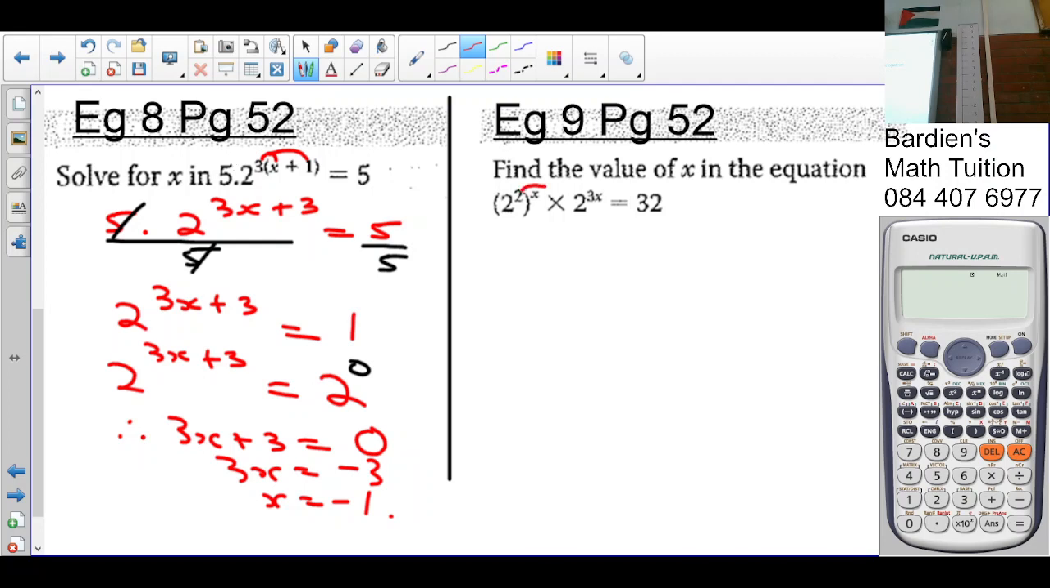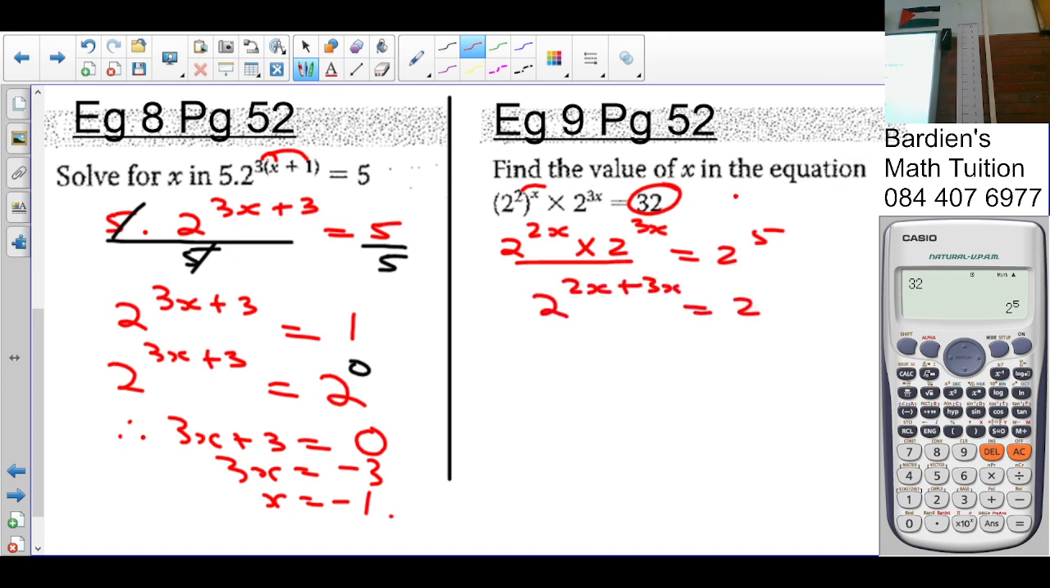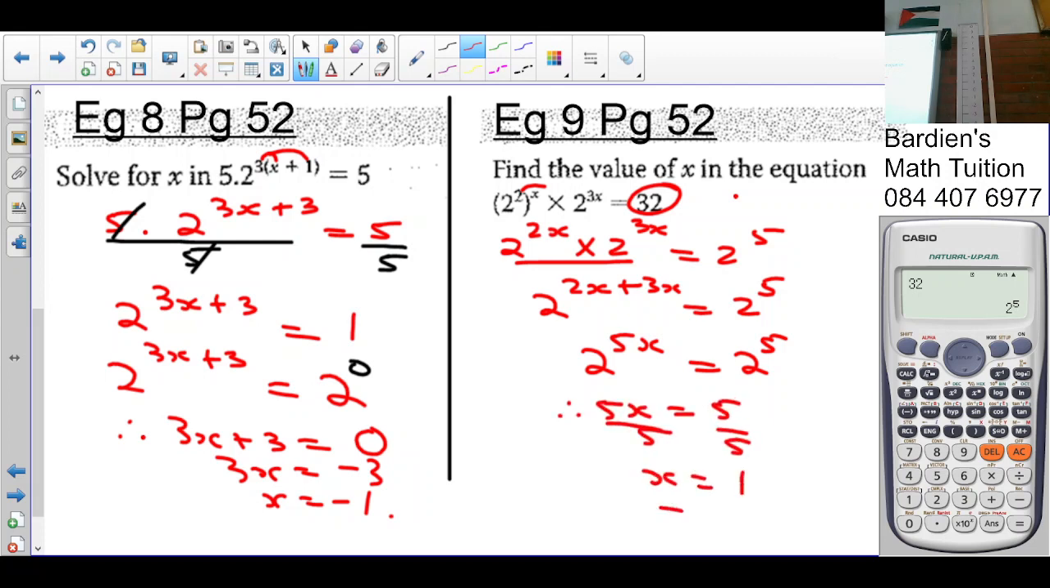The last one? Multiply that, I will get 2 to the 2x times 2 to the 3x equals 32. 32 can be written as 2 to the 5. When multiplying with the same base, I add the exponents, so it's 2 to the 2x plus 3x equals 2 to the 5. So that's 2 to the 5x is equal to 2 to the 5. What can I do now? The bases are the same, so the exponents are equal. Therefore 5x is equal to 5. x is equal to 1.